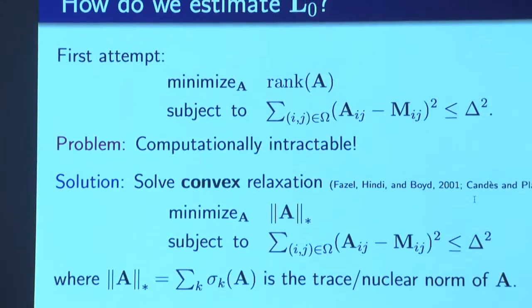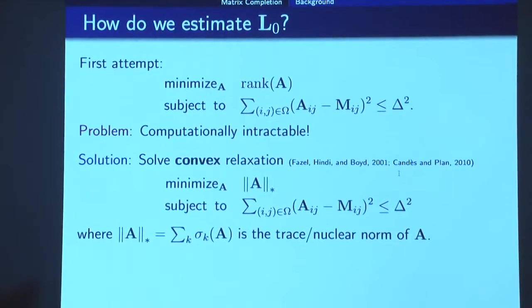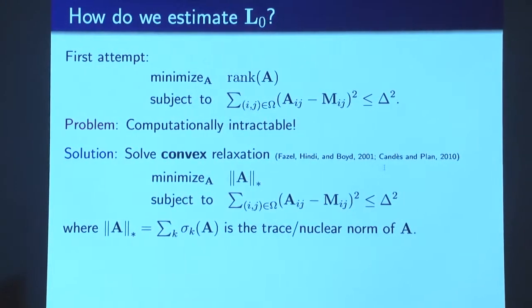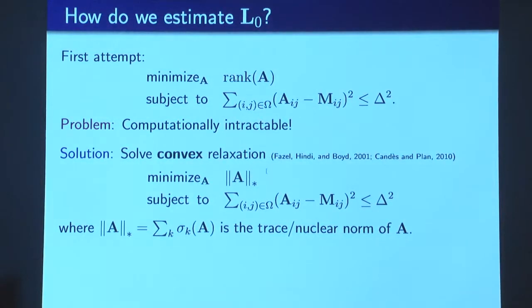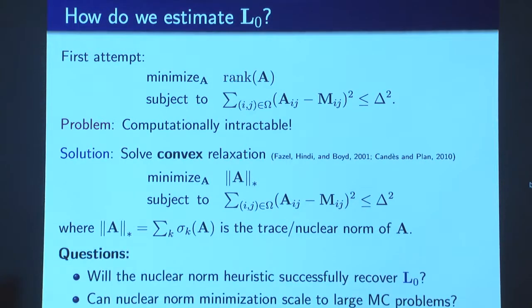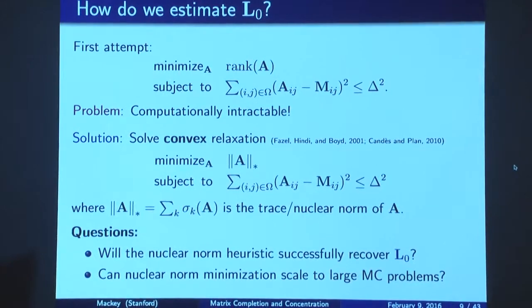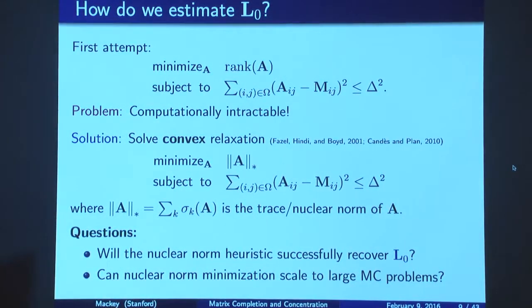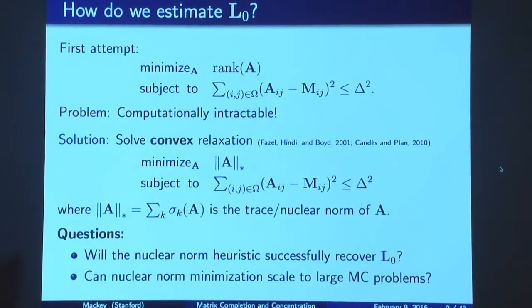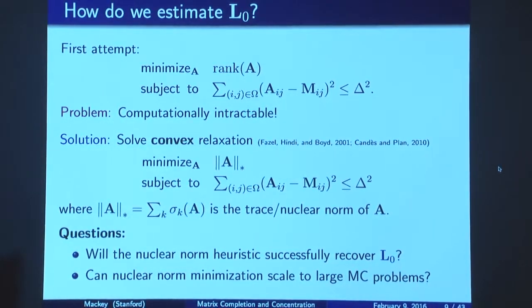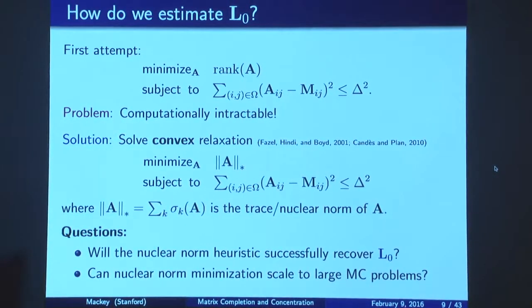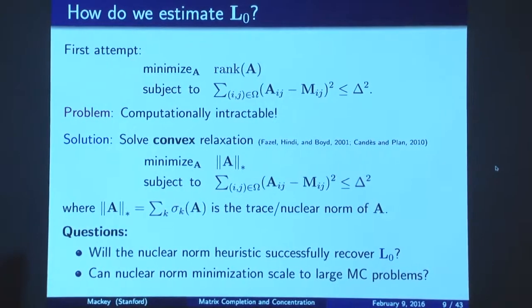So what could we do in practice? Well, we could relax the problem into a convex optimization problem. That's now a common thing to do. So we replace this rank objective with a trace norm objective, which is the sum of the singular values of your matrix. OK, so we could do that. And the questions you should be asking are, first, will this heuristic, what's called the nuclear norm heuristic, successfully recover the matrix L0? So does it do well? Is it a good thing to do? And second, will it scale to these large matrix completion problems that we care about?